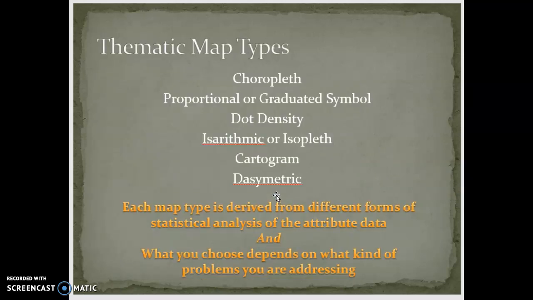Thematic map types. We have choropleth, which we've already been working with a bit in our Lab 2 map, and Lab 2 from the textbook. Proportional graduated symbol, dot density, isarithmic, cartogram, asymmetric. Each map type is derived from different forms of statistical analysis of the attribute data, and what you choose depends on what kind of problems you are addressing. Again, in a similar vein to what we were talking about with the way classification breaks can influence a map's message, so too can the way you present the data in these different kinds of maps.